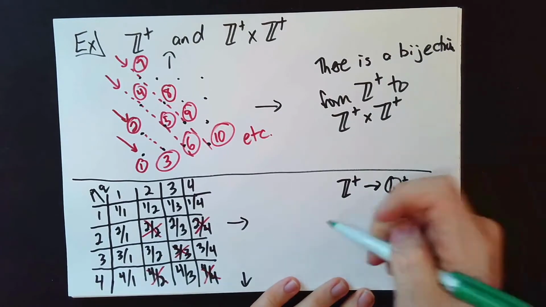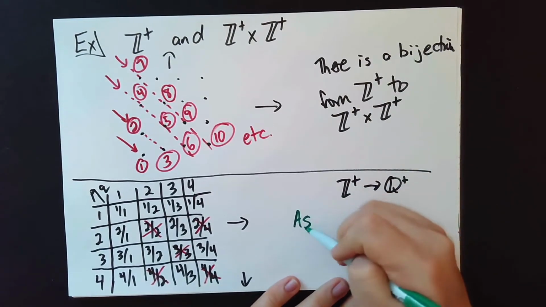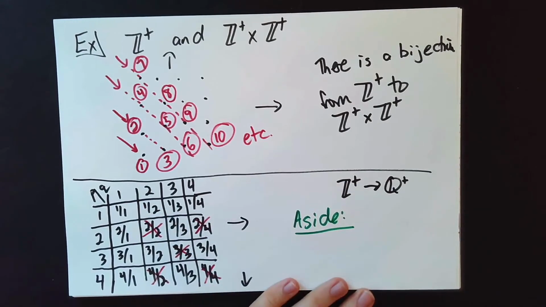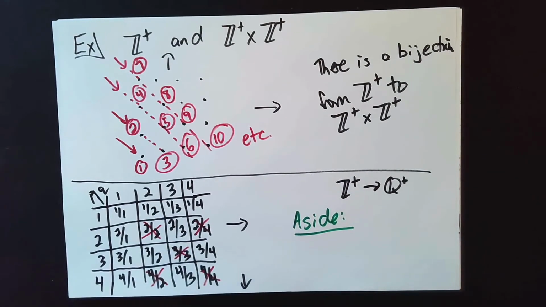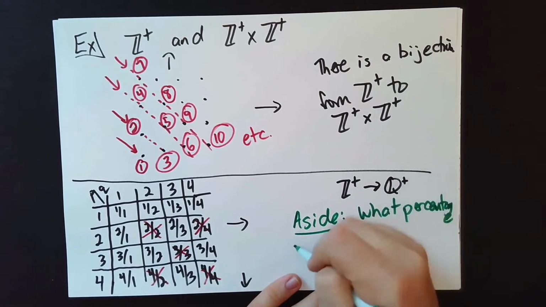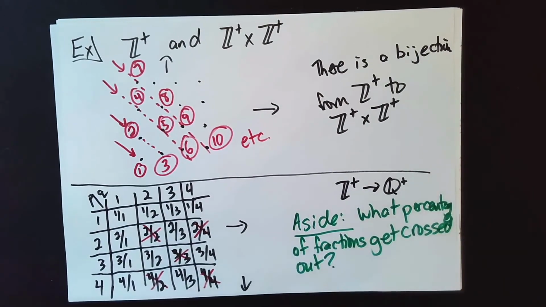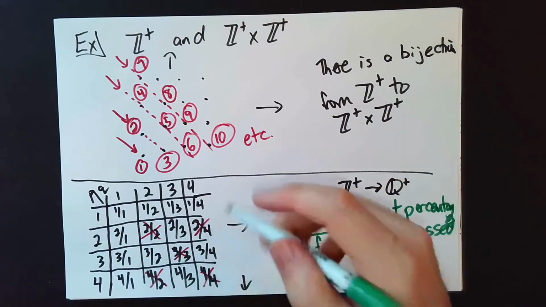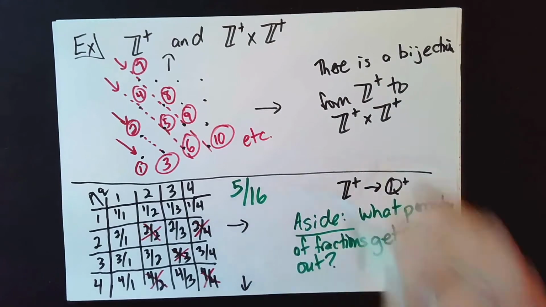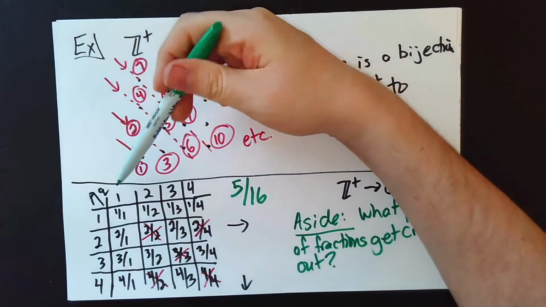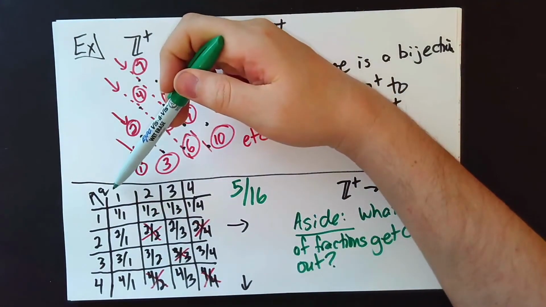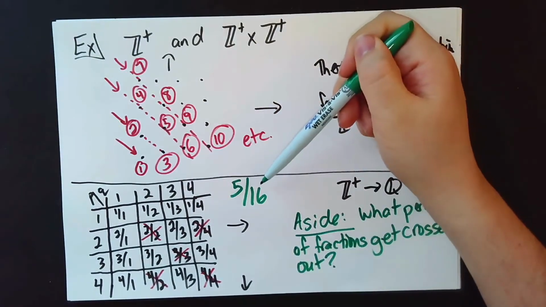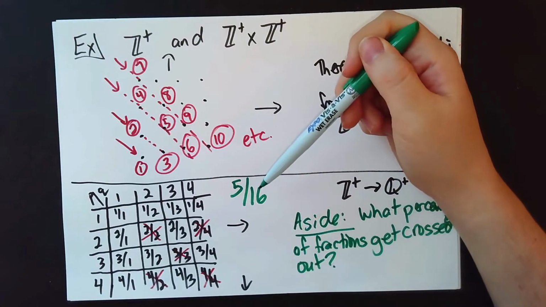Now, here's a silly aside before we finish this. You might ask yourself, okay, I showed you a 4x4 part of this grid. What if I blew this up to a much, much larger version of the grid? What percentage of the numbers am I crossing out? So in other words, in this little picture, I crossed out 5 of 16. But if I, instead of going 1 through 4, want, say, 1 through 1,000,000 or 1 through 10 trillion or whatever, in the limit, what proportion of numbers am I crossing out?